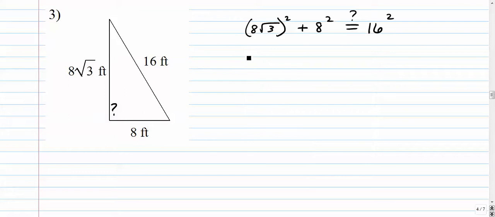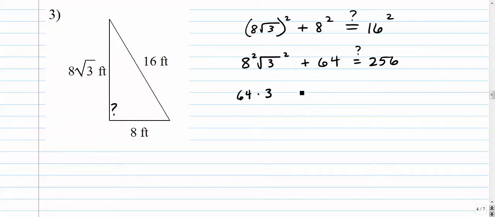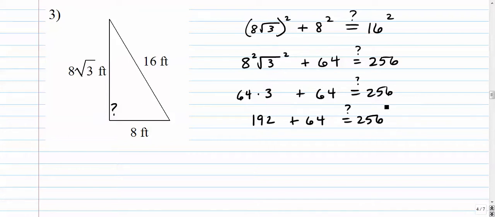So here we go. 8 radical 3 squared is 8 squared times radical 3 squared, plus 64. Does that equal 256? Well, 8 squared is 64. Radical 3 squared is just 3, so we're simplifying here. You can use your calculator if you want to. 64 times 3 is 192, plus 64. Does that equal 256? And it looks like it does, yes.